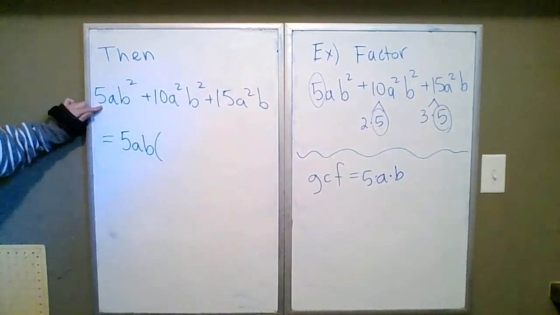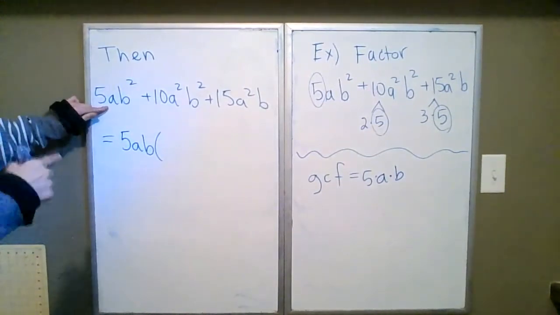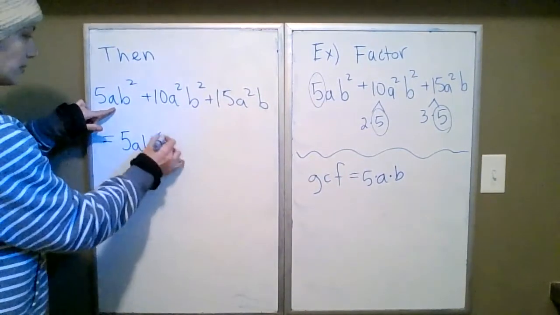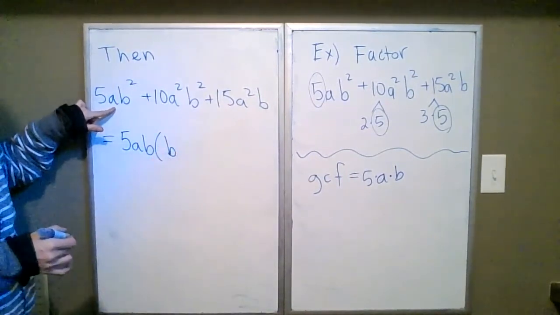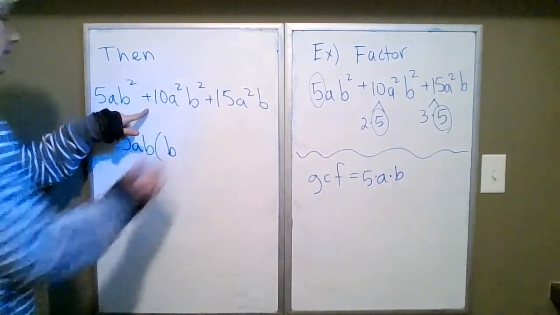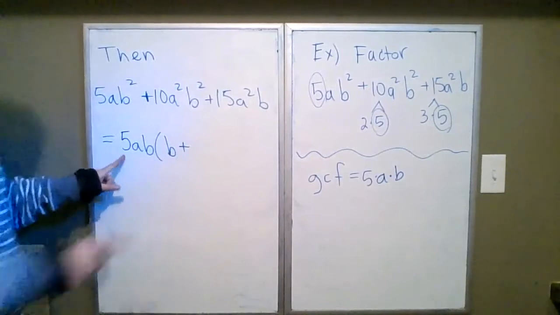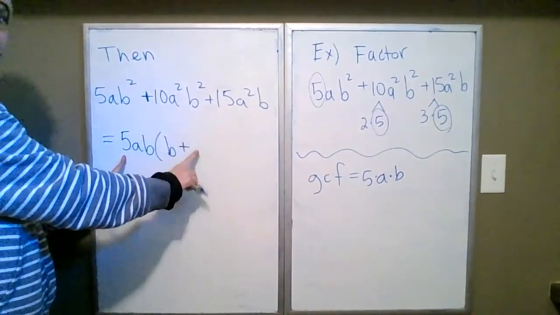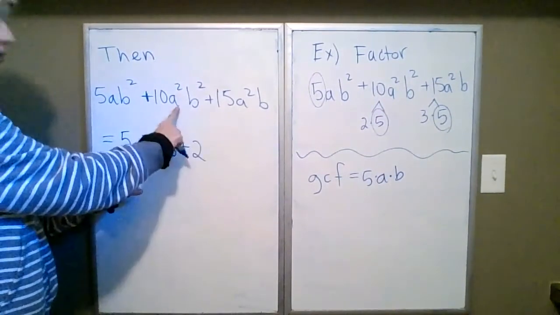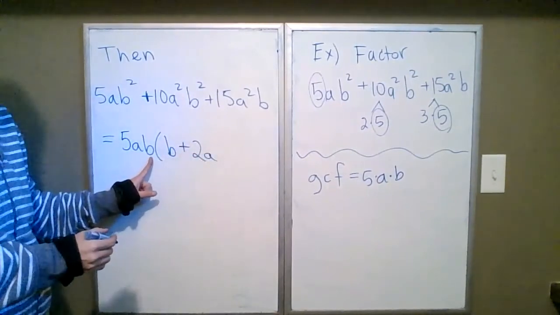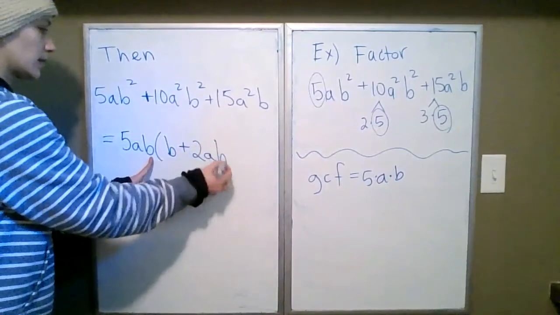So we've taken 5 to the front, a's to the front. We need to take b from b squared, which would be b to the first. Factor 5 out of 10, it leaves 2. Factoring out an a from a squared, which leaves a. And b factored from b squared leaves b.